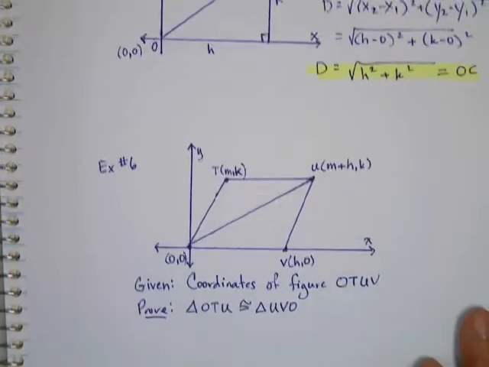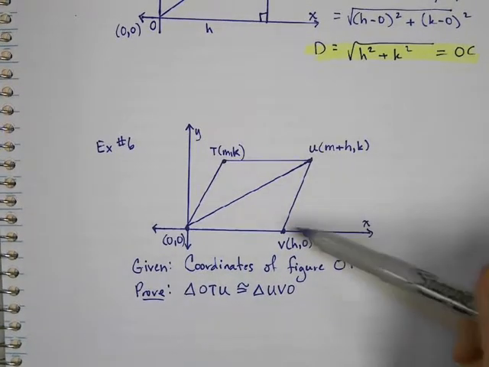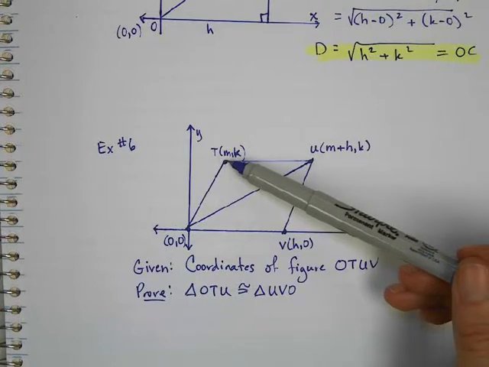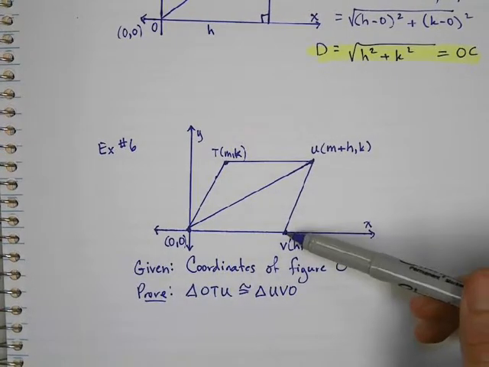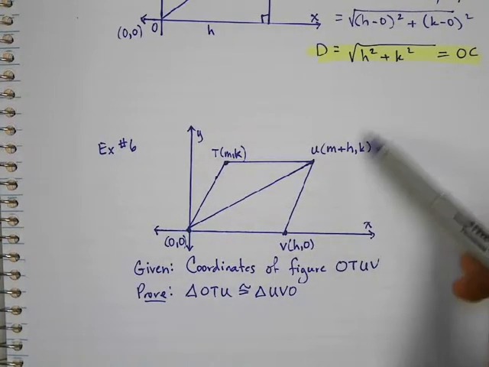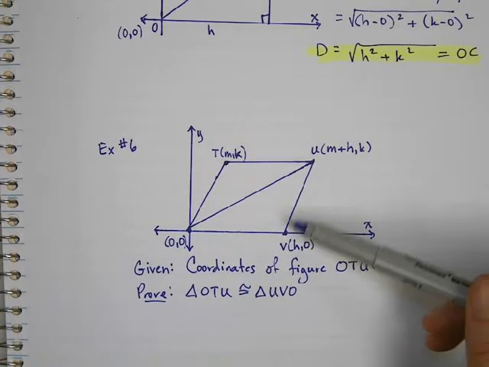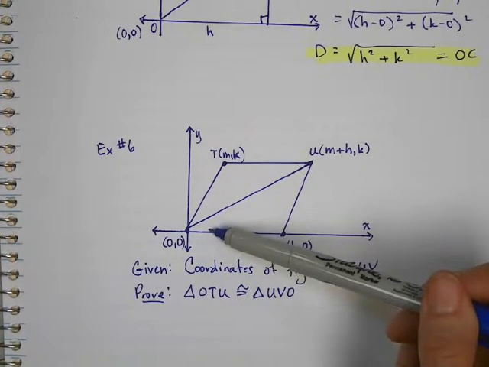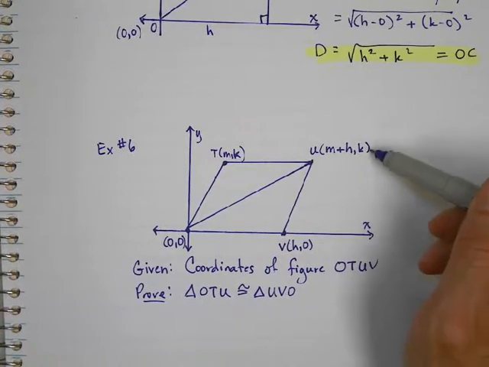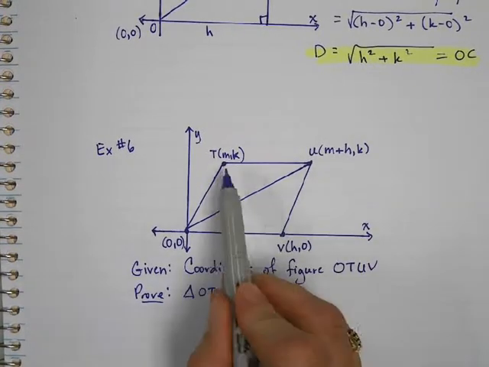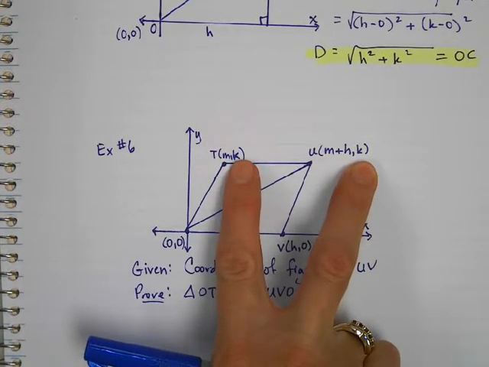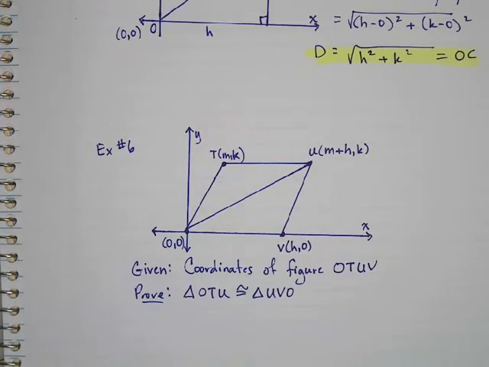Alright, so the next problem. You have what looks like a parallelogram here. You can see that this is at 0, 0. We've got this at some random point MK. This is at a random point H0, over H up 0. And then to find this point, you're going to go over M, and then you're going to go over an amount of H. So that's this point up here at the top, and then of course it's going to be K. If these are both on the same line, then their Y's should be the same. So since this one over here was K, this one would have to be K also.